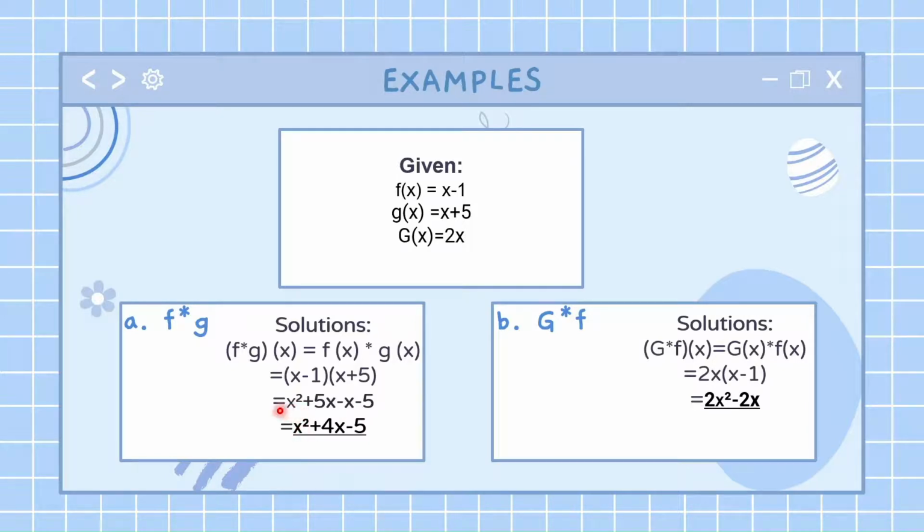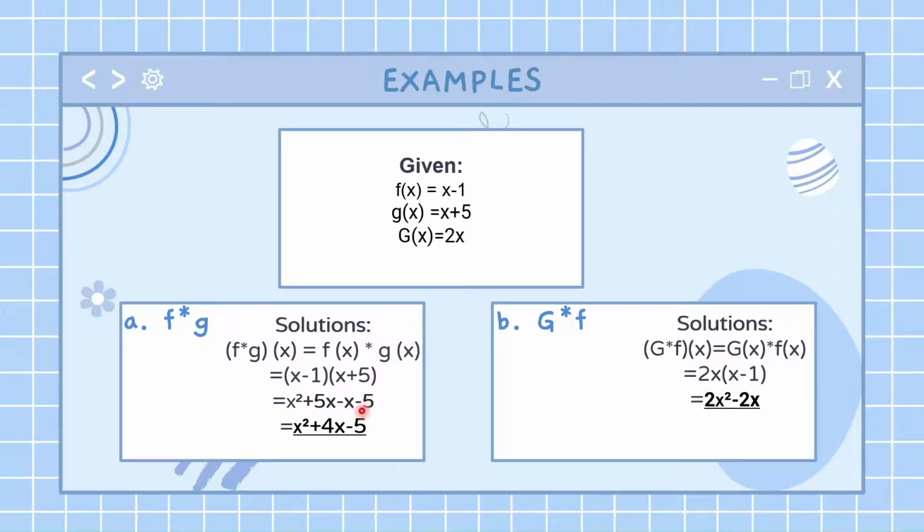x squared. Do we need to change anything with this? No, let's just copy that. How about 5x and negative x? Yes, we can combine these. So 5x minus, that's 1x. Remember, there's an invisible 1. 5x minus x, that would give us positive 4x. Simple subtraction. 5 minus 1, which would give us 4.